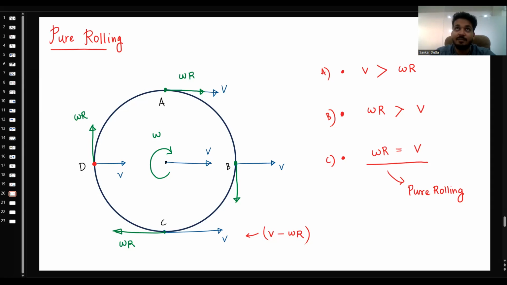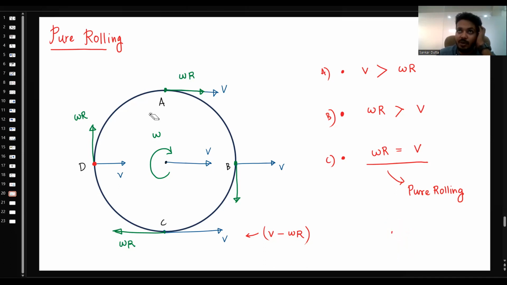Which case will be valid there? So case B. Okay, case B will be valid there, right? Do you understand this now? Yes. Case B will be valid because when in sand or mud, the wheels of the car will be rotating really fast. So omega r will be much greater, but the velocity of the wheel will not be as much.